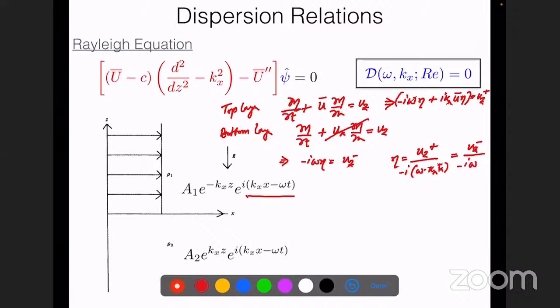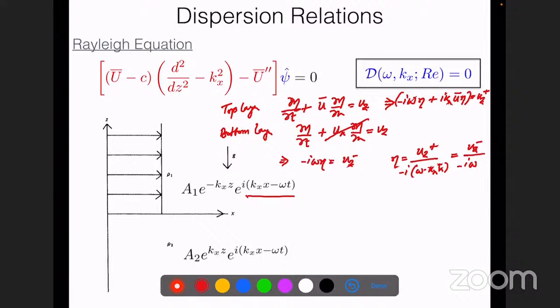And these two should be equal because the interface, whether you see it from the top or you see it from the bottom, should not matter. They should be identical to each other. Right? So now if I go and try to actually apply the kinematic boundary condition.